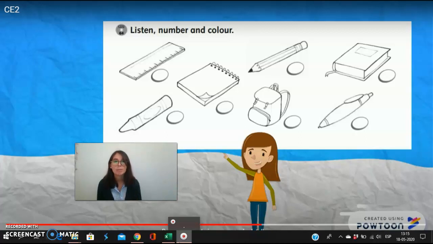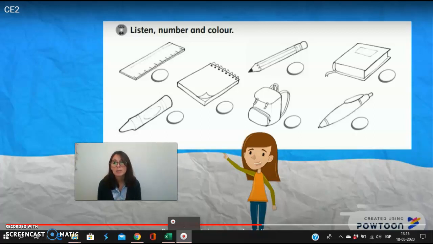Number 3, it's a yellow school bag. Number 3 is a yellow school bag. So you find the school bag. Where is the school bag? And then you write number 3 and you draw it, right? Or you write the number on the sheet. And it's yellow, so you color it yellow, right? Number 3, yellow school bag.